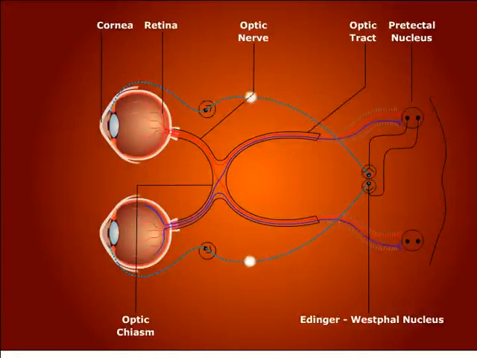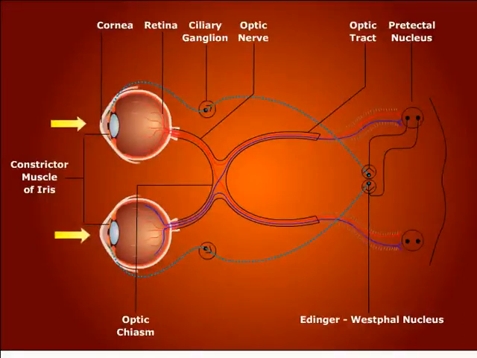From these nuclei, preganglionic parasympathetic fibers project within the third cranial nerve and synapse in the ciliary ganglion. Postganglionic neurons from the ciliary ganglion then reach the pupillary sphincter of the iris to cause constriction of the pupil in both eyes.